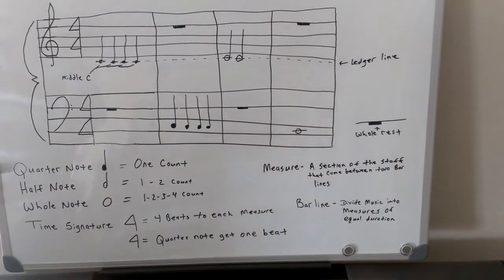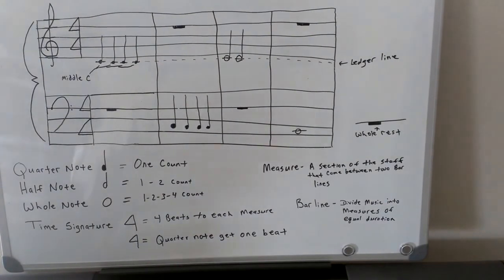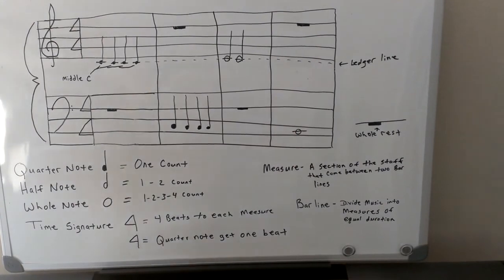We talked a little bit about the quarter notes, the time signature, the whole rest, the whole note, the bar lines and the measures.